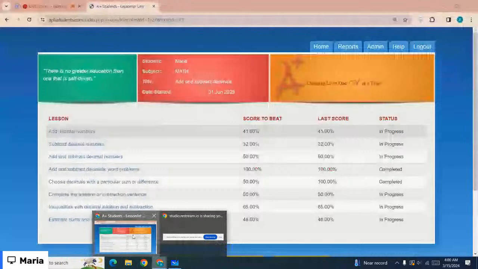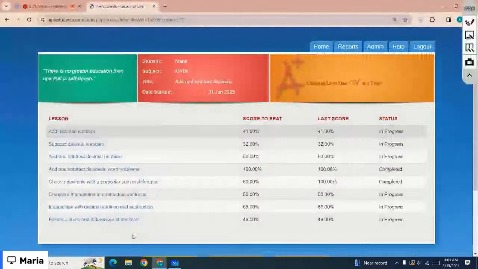Here I'm on grade 5 math. Let's just start with the lesson, add and subtract decimals. The first one is add decimal numbers.